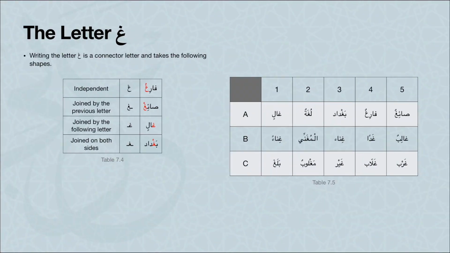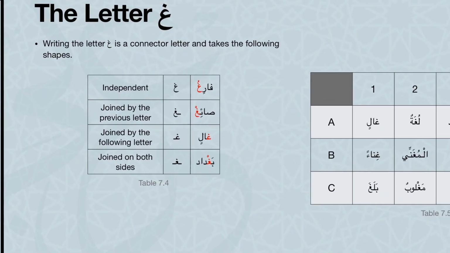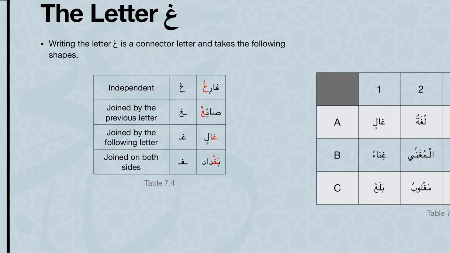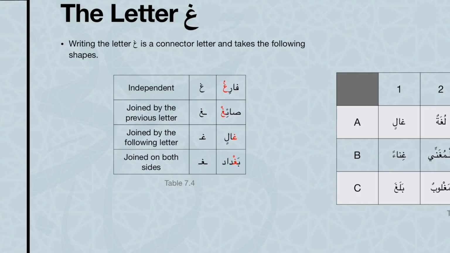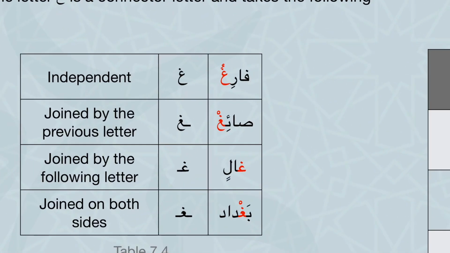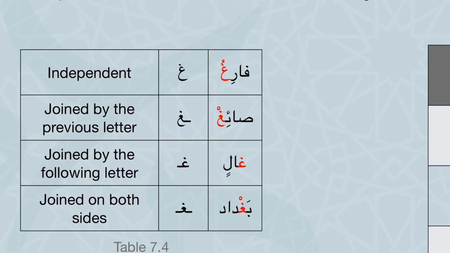We'll jump to how to write it. It's the letter Ghain, also a non-connector, and it's very similar to the letter Ain, but there's a dot on top. It also has four forms: the independent, joined by something before it, joined by something after it, and joined on both sides. How would I write it and read it? So it's the Ghain, basically Ain with a dot, and I would read this as farigh, because there's a Dhamma on the Ghain.